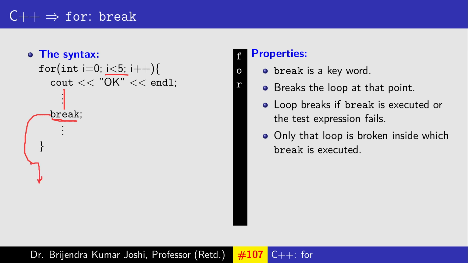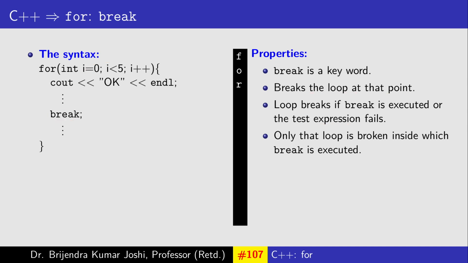following the loop body. Break is a keyword, so you cannot use it for any other purpose except what it has been designed for. Breaks the loop at this point itself, as I have told you. Loop breaks if break is executed or the test expression fails. I should not say it breaks the loop when test expression fails. When test expression fails, then it does not enter the loop, and it breaks the loop if break is executed.